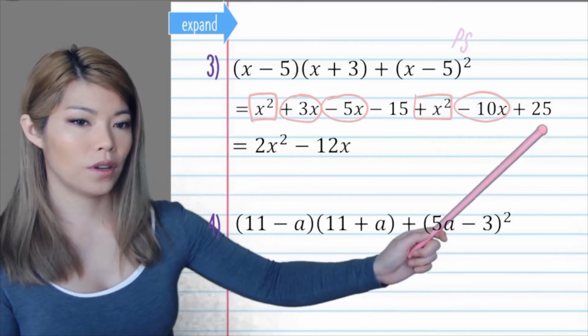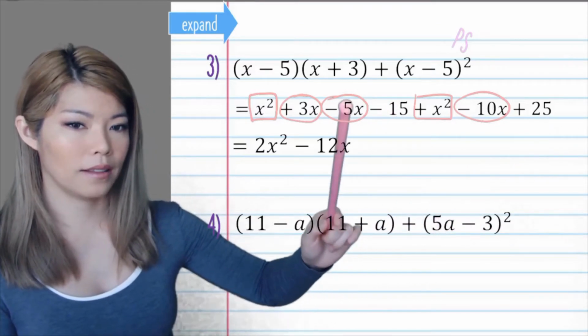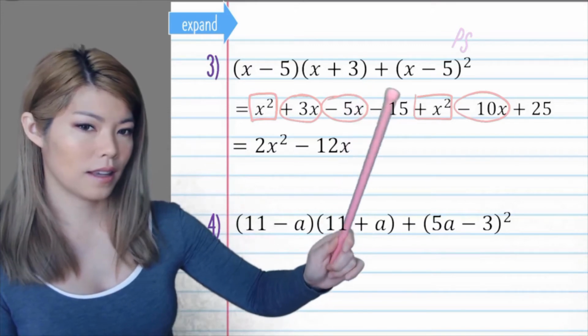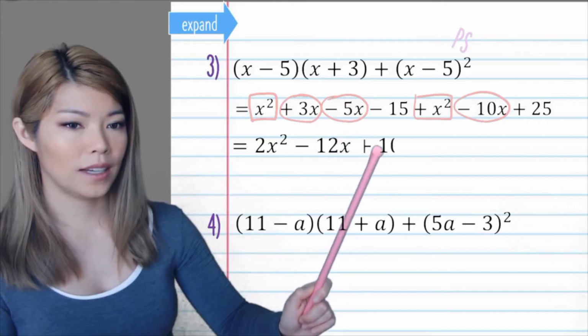Now what do we have left over? 25 and minus 15. I always like to take the bigger number minus the smaller number. So it's less calculations in my head, less mistakes. So 25 minus 15 is just 10.